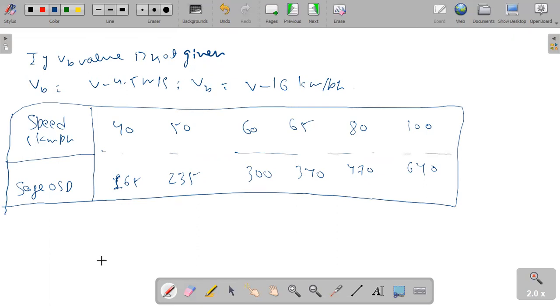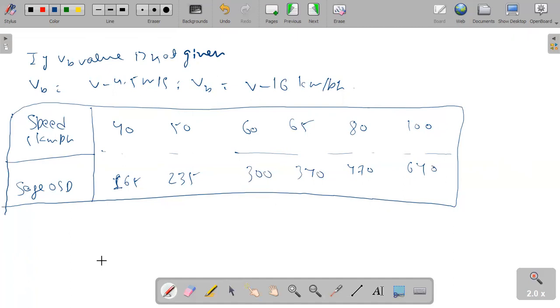If we talk about the effect of gradient in overtaking side distance, the effect of gradient is compensated by reducing the speed of the overtaken vehicle.